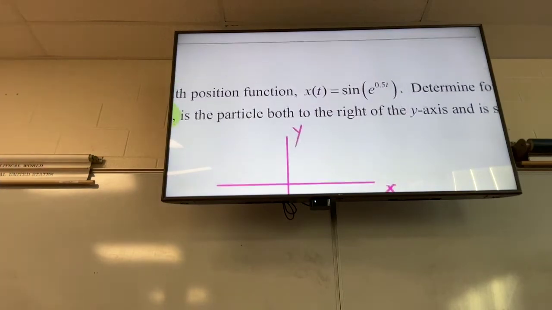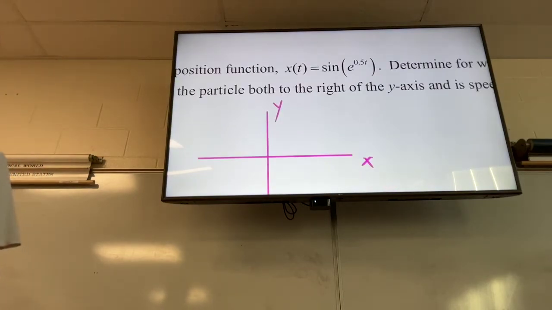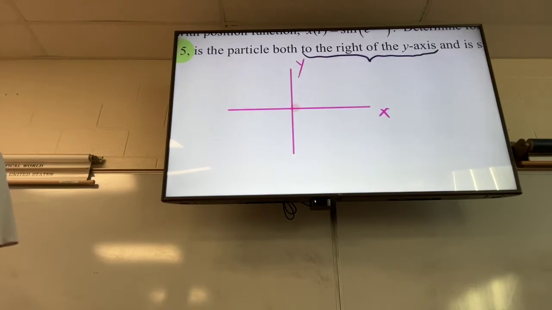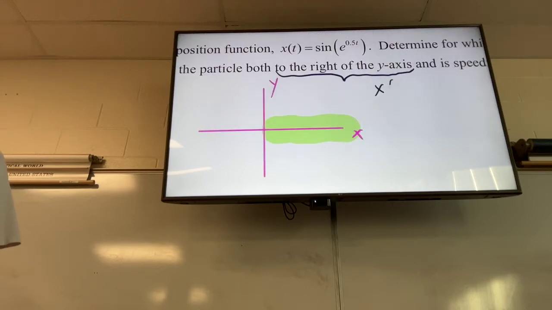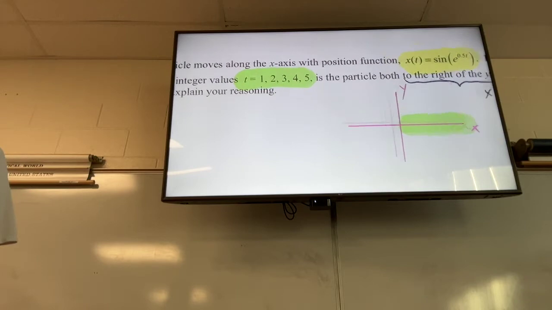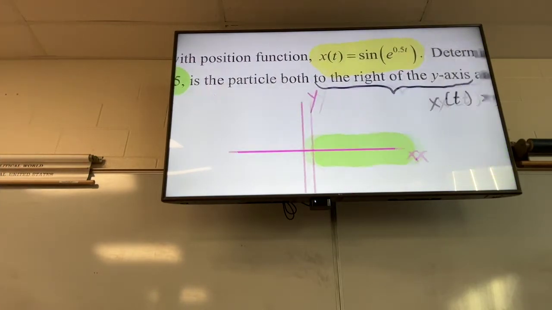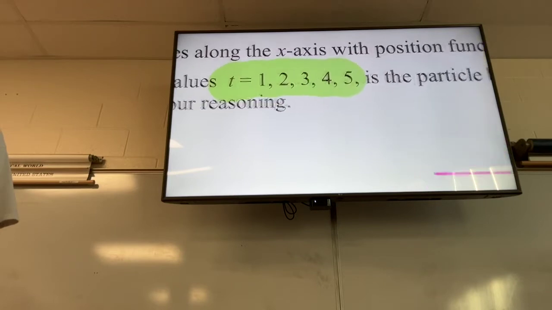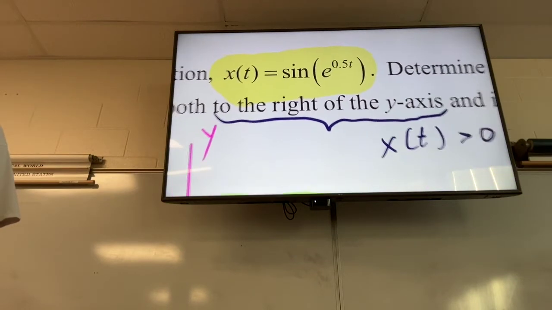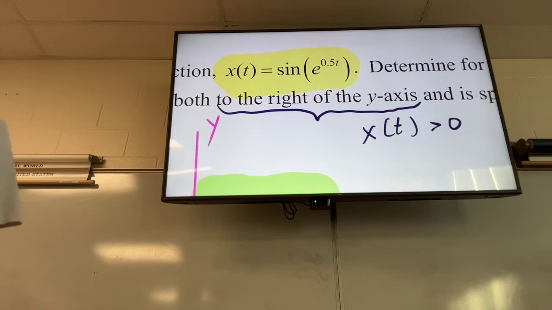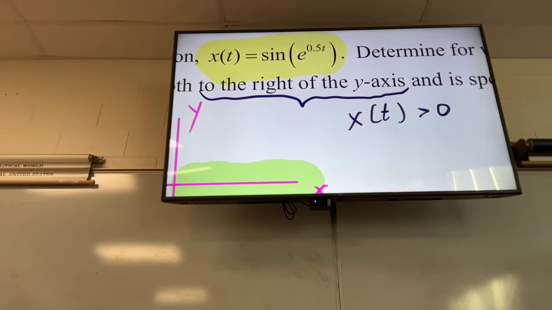So what does it mean mathematically for the particle to be to the right of the y-axis? So to the right of the y-axis, so this area here, let's highlight that. All the area to the right of the y-axis means our function x of t is greater than 0. So for one of these values of t to fit our conditions, when we plug that value of t into our function x of t, that x has to be greater than 0. That has to be the case.